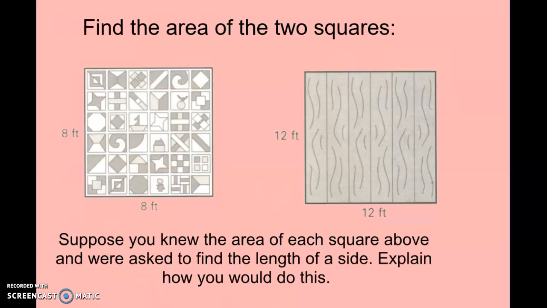If I were to give you these two squares and show you what their sides are, you'd be able to find out what the area is just by squaring. 8 squared, 64. 12 squared is 144 feet squared. Well, suppose you knew the area of each square and were asked to find the length of the side. Explain how you would do this.